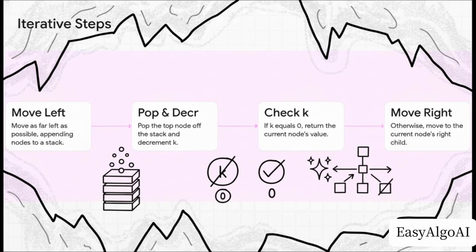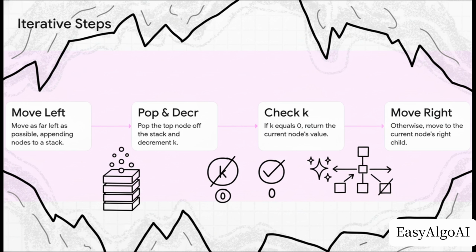So how do we actually pull this off iteratively? Well, think of it like an explorer carefully mapping out a deep cave system. First, we dive as far down to the left as we possibly can, and we push every single node we pass onto our stack so we don't forget it. Once we hit rock bottom on the left, which is our absolute smallest value, we pop that top node right off the stack. Boom, we've just found the first smallest number.